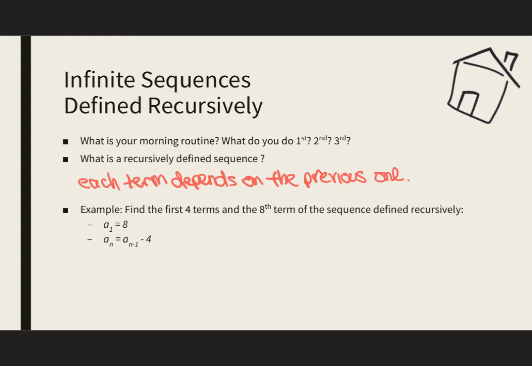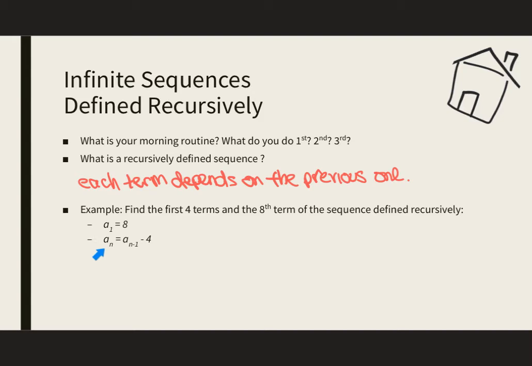So let's work an example together where we're given a recursive formula. In this example, we're asked to find the first 4 terms and the 8th term of the sequence. So the recursive formula is this. We're given the first term, which is 8, and then we're given this formula down below, which at first looks a little complicated, but it's not really.